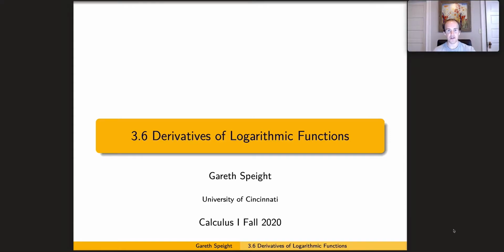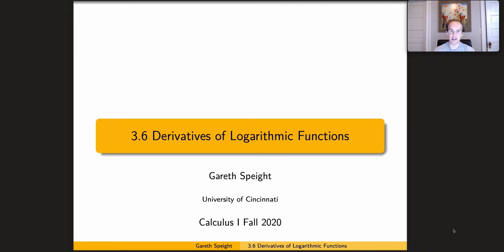Hello everyone, so in this video I'd like to talk a little bit about derivatives of log functions, so how to differentiate them, and then look at a few applications. And the main application is going to be logarithmic differentiation. And here the main idea is to use the fact that logarithms turn products into sums and quotients into differences, and also powers into multiplication.